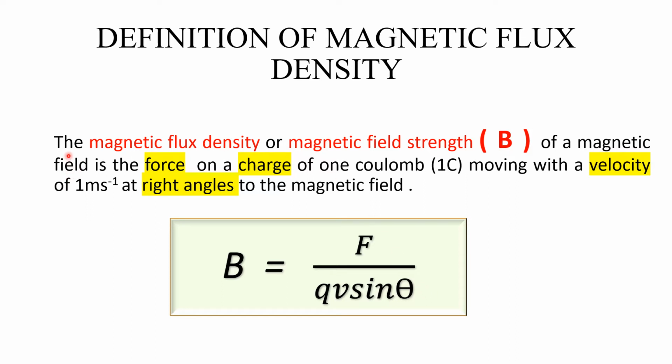The definition of the magnetic flux density or magnetic field strength of a magnetic field is the force on a charge of one coulomb moving with a velocity of 1 meter per second at a right angle to the magnetic field. Right angle means theta is 90 degrees.